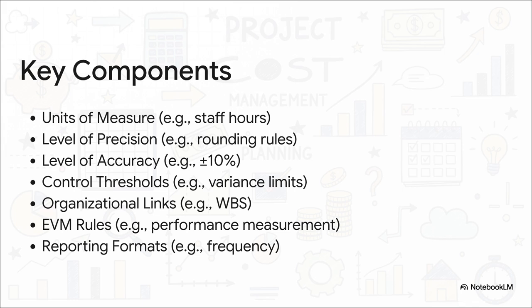And then there are the EVM rules. That's earned value management. This is where you define how you'll measure performance. It's not just about asking how much did we spend. It's about asking what did we get for the money we spent. Because you can be under budget but way behind schedule, which means you're not performing well at all. EVM gives you that true insight. Every one of these components strips away ambiguity.